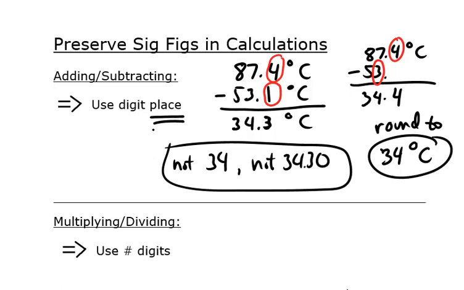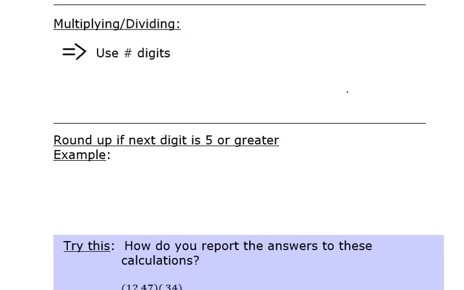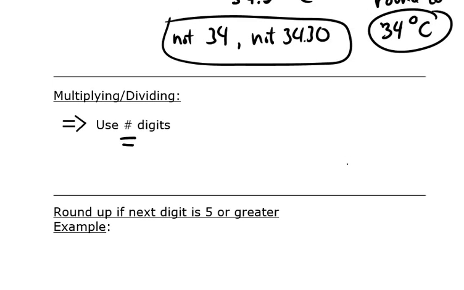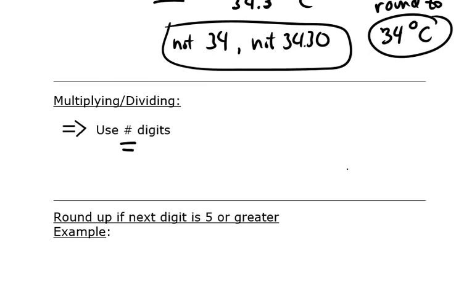So once again, with adding and subtracting, go by the place, and whatever place they're all good to is the place you have to use for your answer. It's different when you multiply and divide numbers. There you use the number of digits. Not the place they're in, like in adding and subtracting, but how many digits there are. I will show you what I mean.